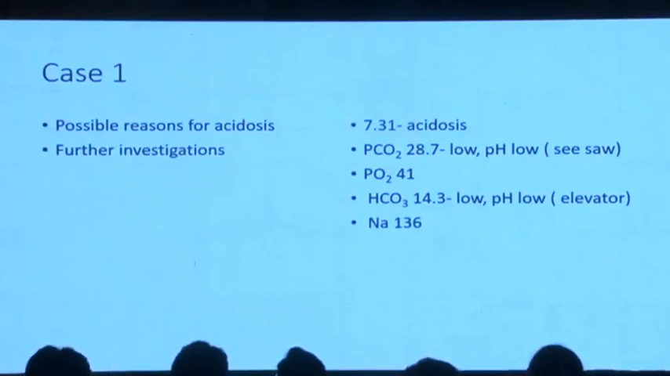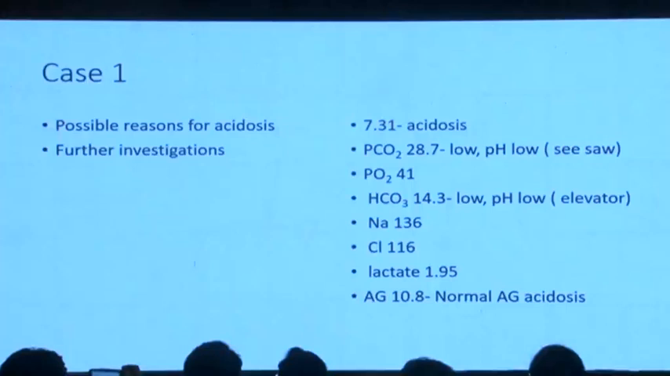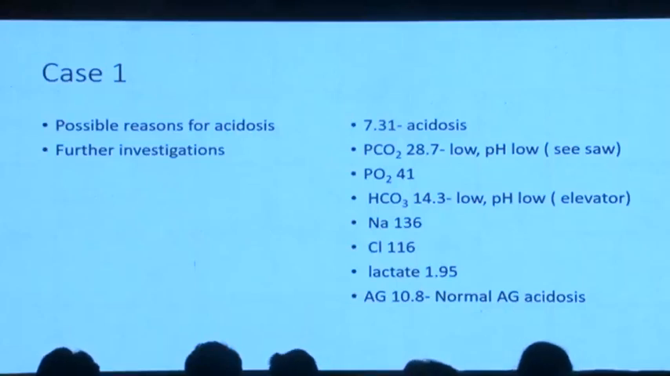Next up we look at the electrolytes. Sodium is 136, chloride is 116, lactate is 1.95, anion gap is 10.8. So here the anion gap is not raised. If the anion gap is normal, that means in this case of acidosis there is no increased anion gap acidosis. It should be explainable within the parameters that we have. So it should be a pure normal anion gap acidosis.